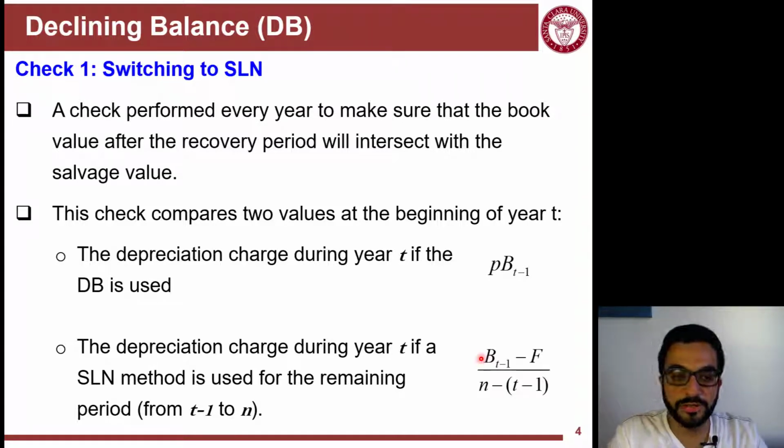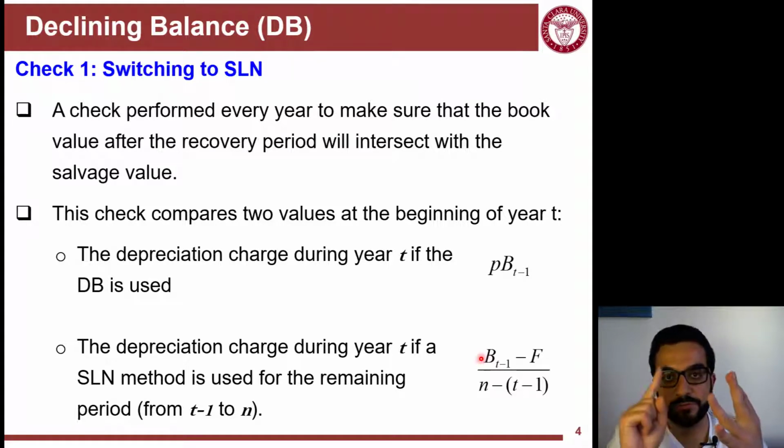Let's say I'm in the 4th year of a 6-year asset, and I'm trying to figure out whether I should switch right now to a straight line. I still haven't figured out the depreciation happening in the 4th year, and I still have the 5th year and the 6th year to go through.